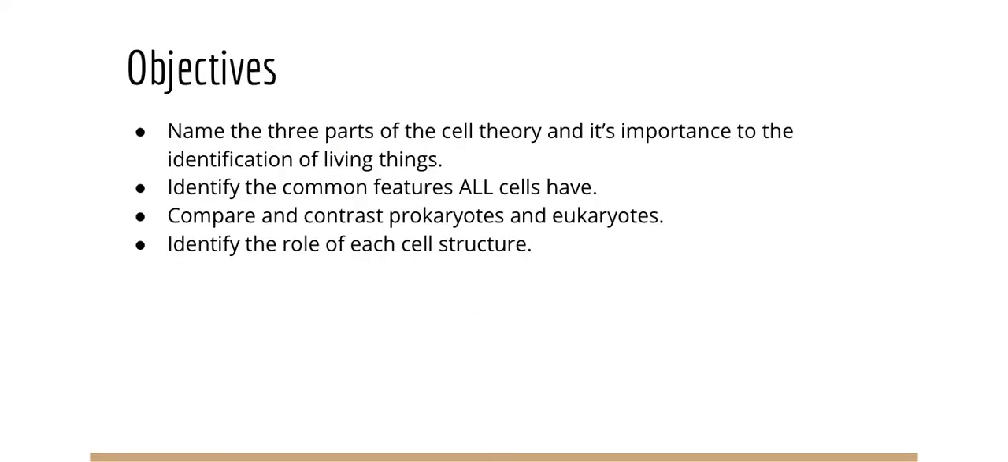Just a brief overview of the things that I want you to be able to accomplish at the end of this video and at the end of the notes and after we talk about all of this stuff in class. So you should be able to name the three parts of the cell theory and its importance to the identification of living things, identify the common features all cells have, compare and contrast prokaryotes and eukaryotes, and then finally identify the role of each cell structure.